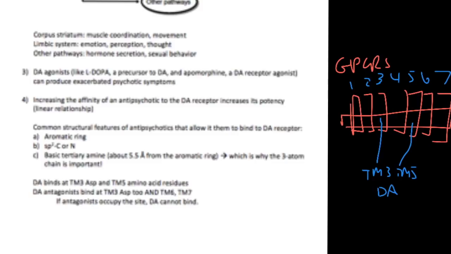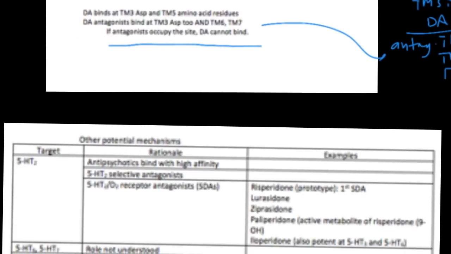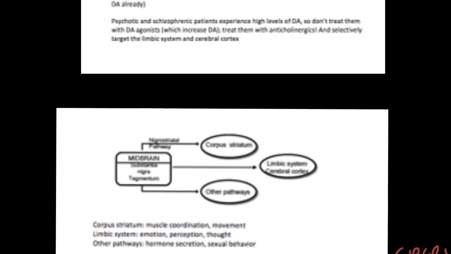Likewise, antagonists work by binding to these same receptors. This is why antagonists work, because they bind at the same receptors and block dopamine. So antagonists also bind to transmembrane 3, but also transmembrane 6, transmembrane 7, which I wrote over here. If antagonists occupy the site, dopamine can't bind, just like what I said. Next. Whoa, I went through that fast.